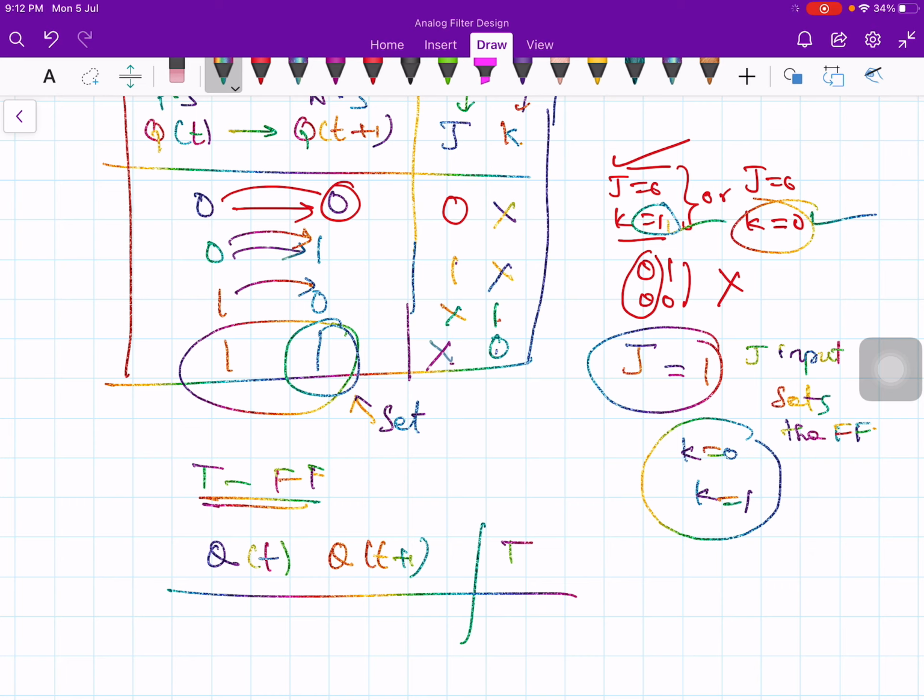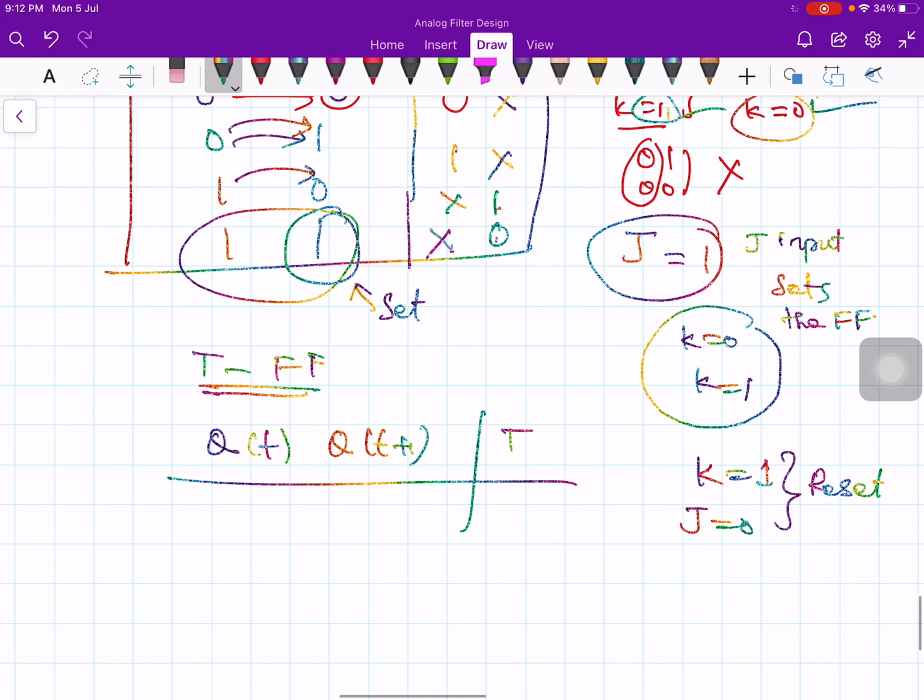Okay, 1 to 0 means what? You are resetting the flip-flop. That means K is 0. Sorry, resetting the flip-flop means K is 1. K is 1 and J is 0. This is the reset condition. And if you look, there is a toggle. See, it is toggling 1 to 0. Therefore, toggle means both the inputs must be 1. K is 1 and J is 1.